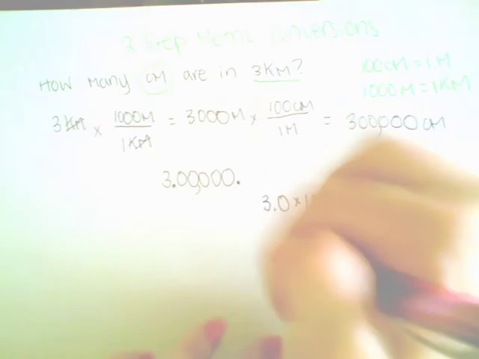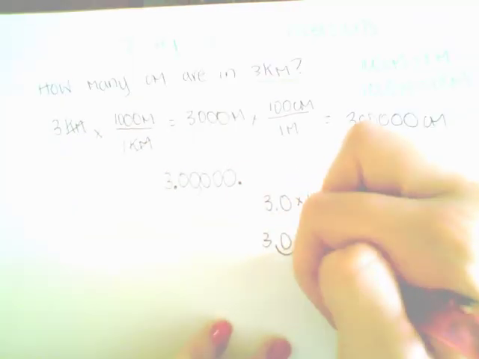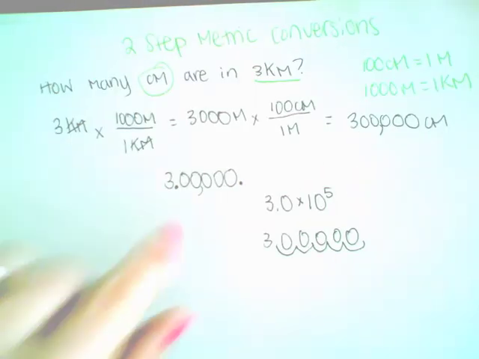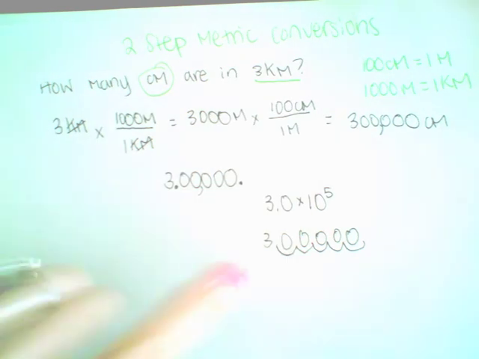And you can always check your work. So if you have 3.0 times 10 to the 5th, we know if we move it 5 places, 1, 2, 3, 4, 5. Okay. We have correctly expressed our original number in scientific notation.